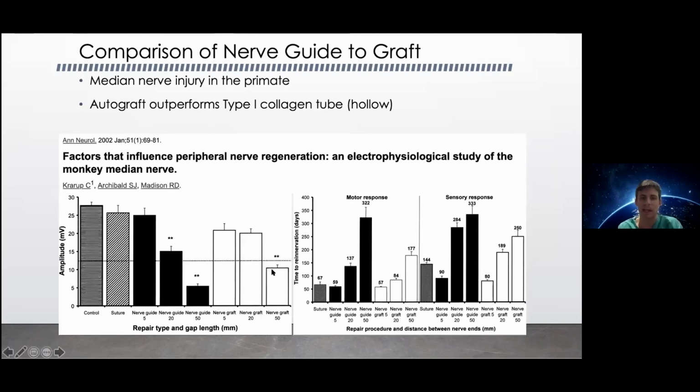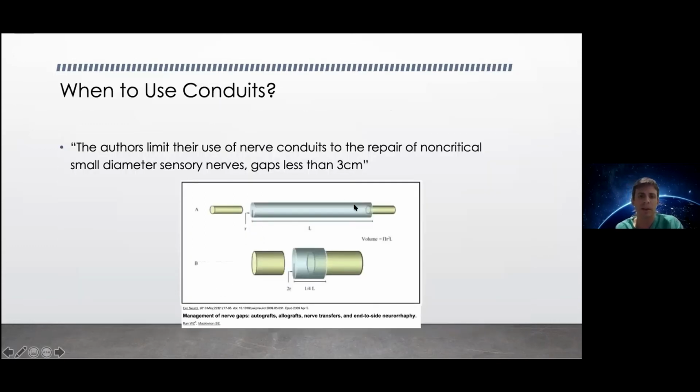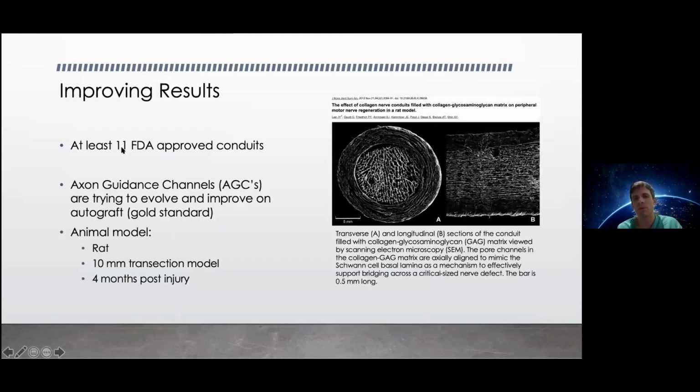And this is just a median monkey nerve model where they compared autograft versus nerve guides, and showed as you increase the distance, the nerve guide performs worse. So some authors in this case have suggested that you really shouldn't use conduits unless the gap is less than 3 centimeters.